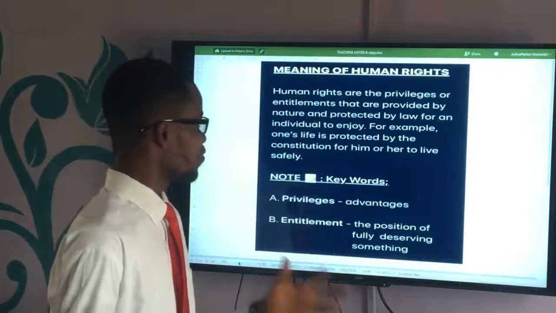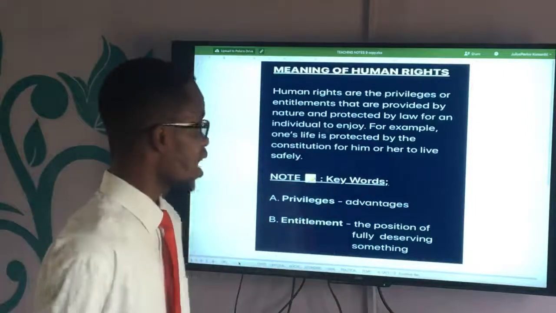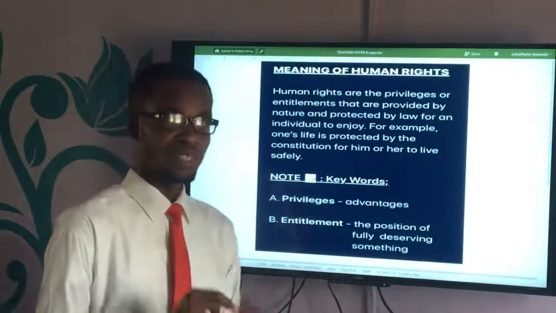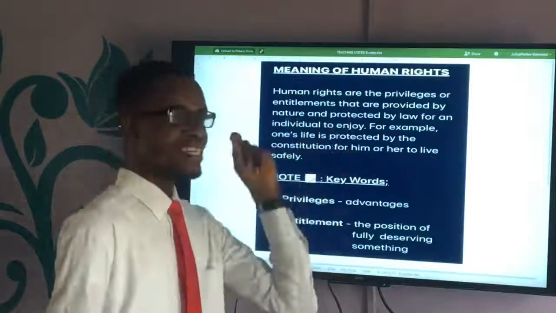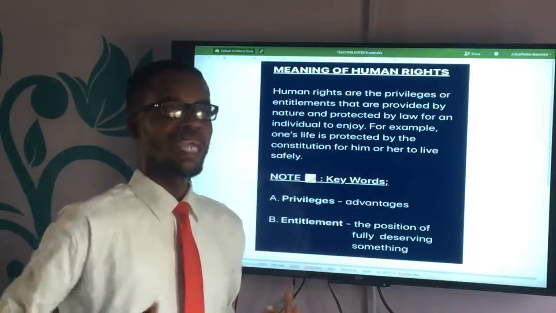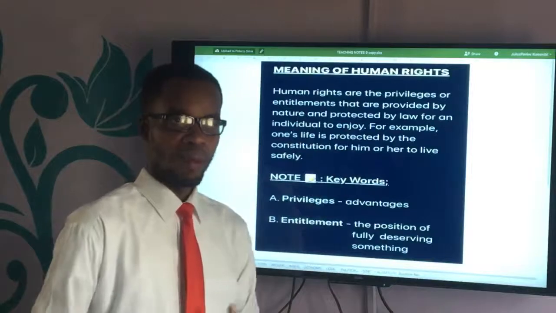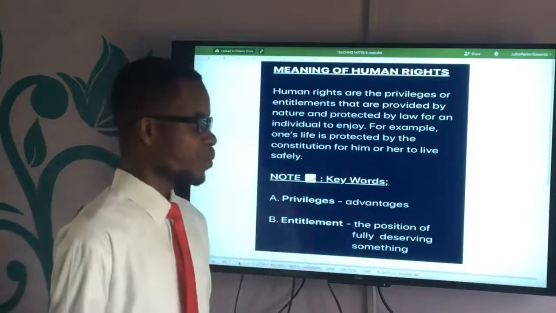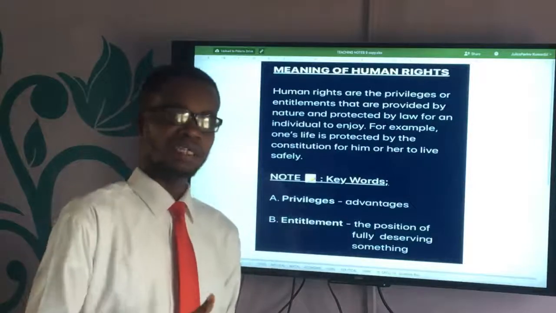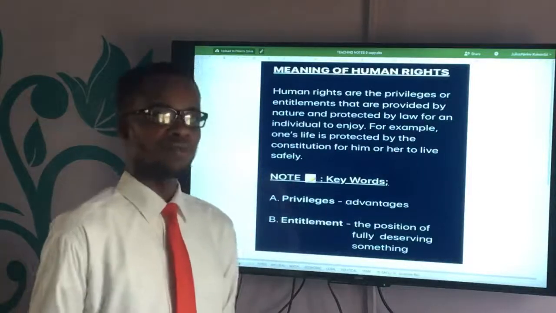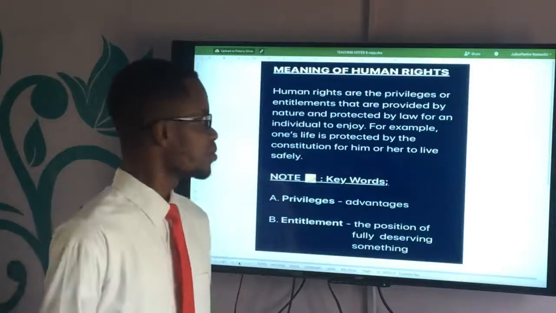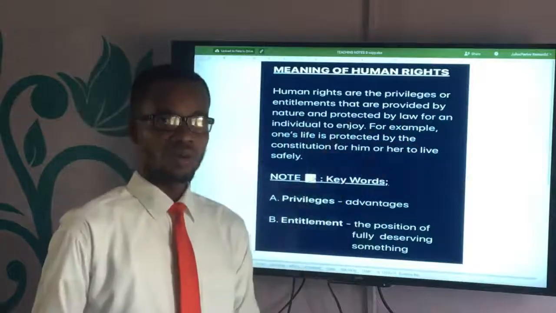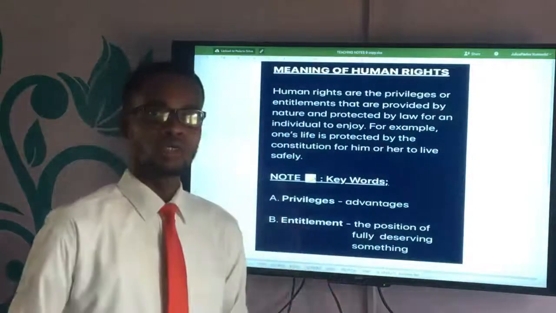Human rights are the privileges or entitlements that are provided by nature and protected by law. So take note of the expressions: provided by nature. So naturally we are born to be free. We are born to be free. Okay? So if that is so, then something must back that freedom, or support that freedom, or protect that freedom. And that is what we have as what? Our constitution. So protected by law for an individual to enjoy.